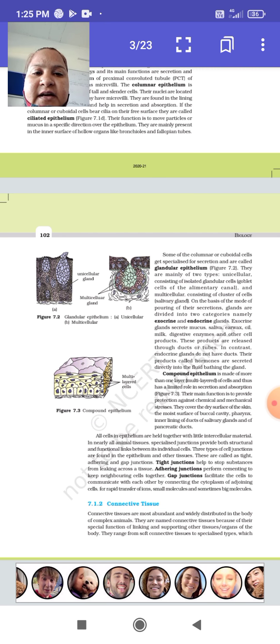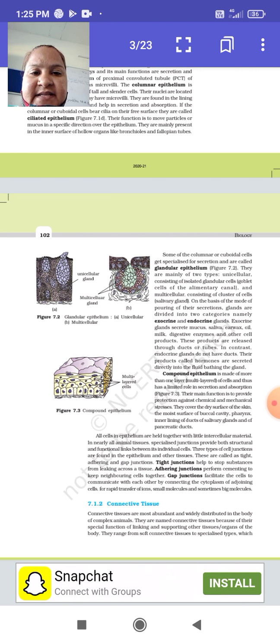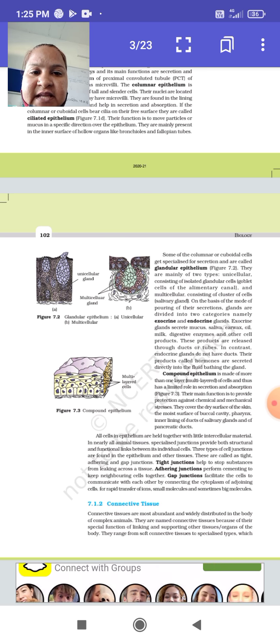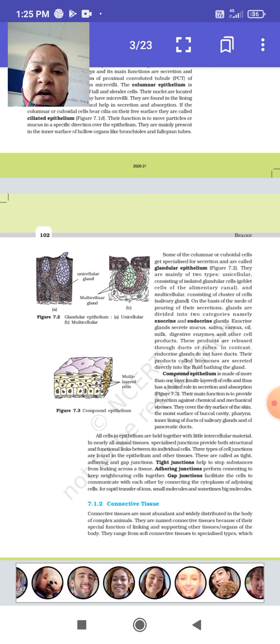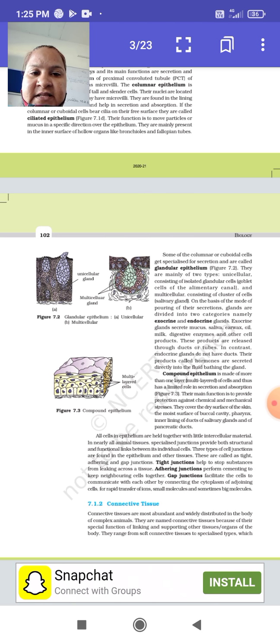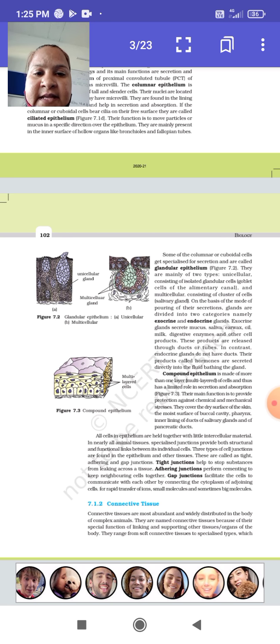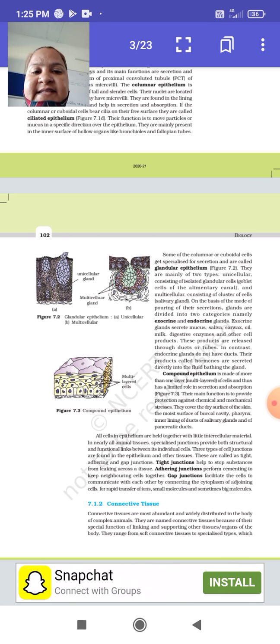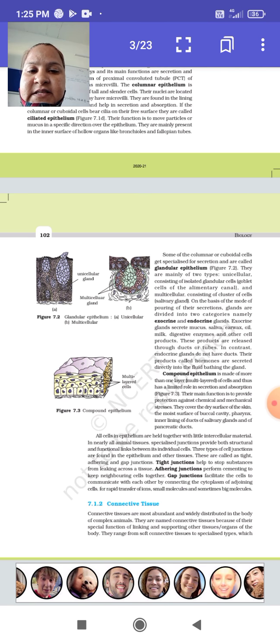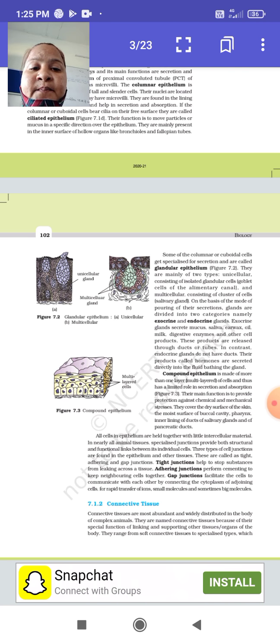Some of the columnar or cuboidal cells get specialized for secretion, and therefore they are known as glandular epithelium. They mainly consist of two types of cells, unicellular cells and multicellular cells. The example of unicellular cells is goblet cells. Goblet cells are present in the alimentary canal. The example of multicellular glands is the salivary gland.